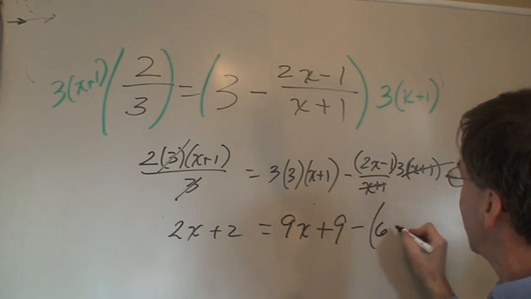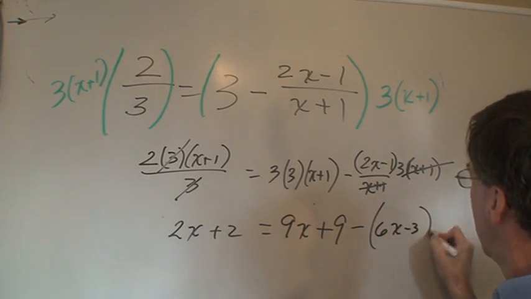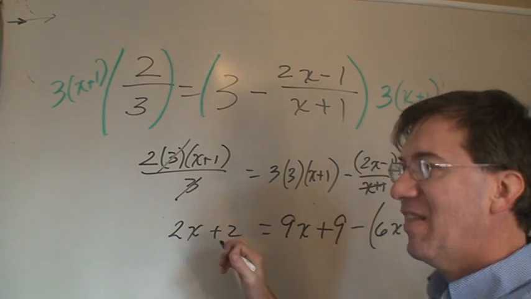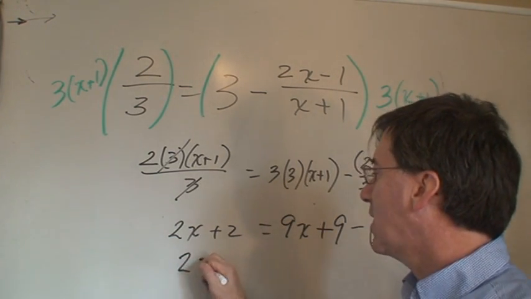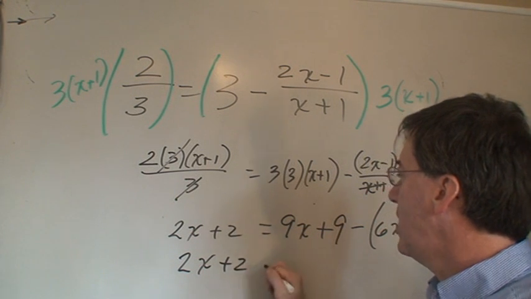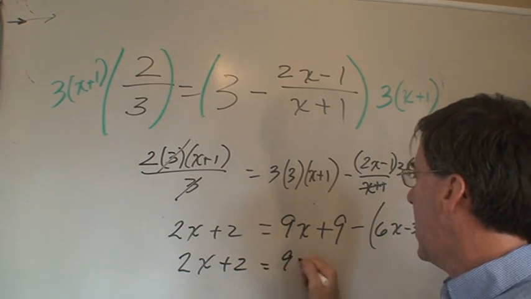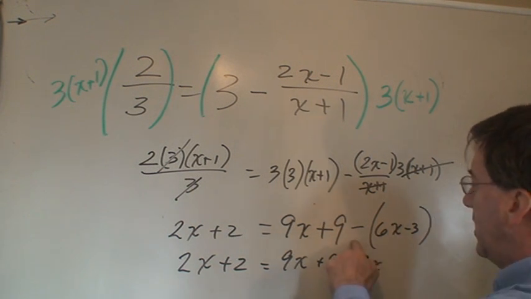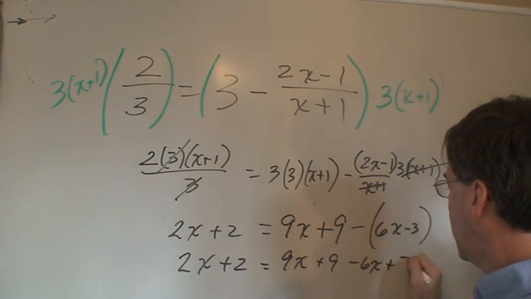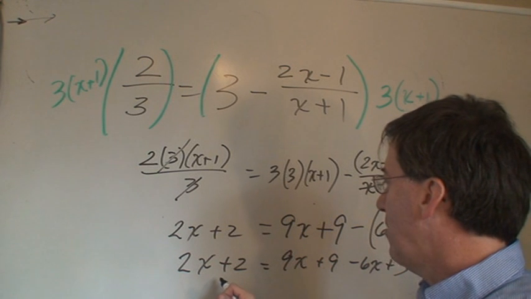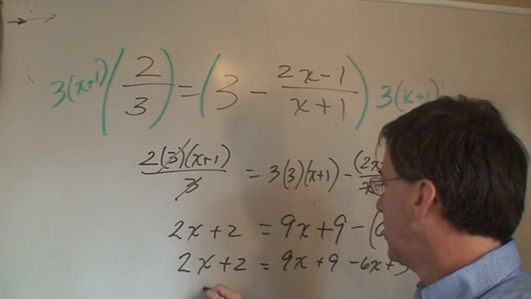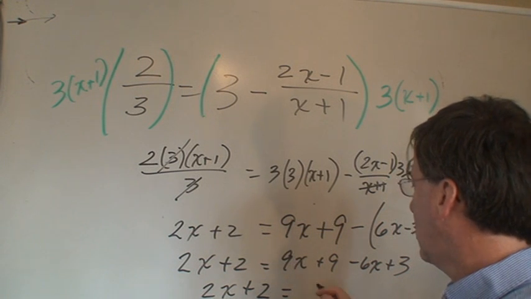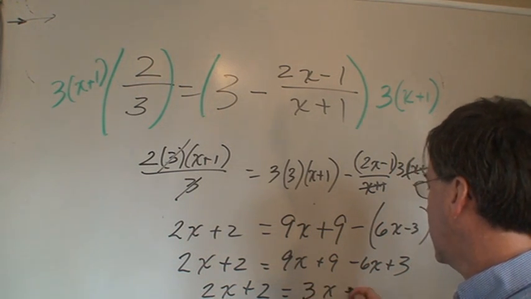Remember that this is in parentheses because I've got a negative on the outside. So that's going to end up giving me 2x plus 2 equals 9x plus 9 minus 6x, and this minus a minus makes that plus 3. So I end up getting 2x plus 2 equals 3x plus 12.